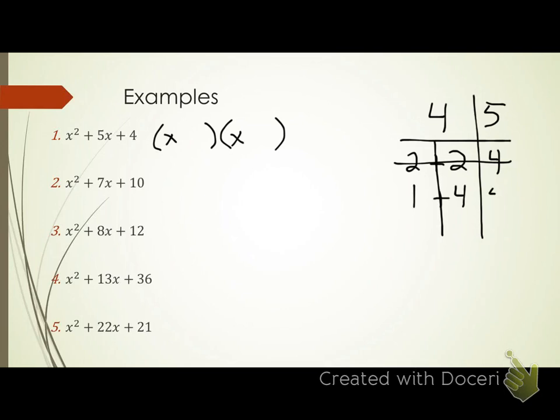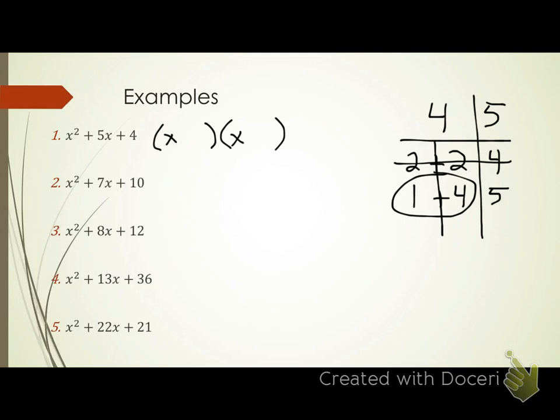What's 1 plus 4? 5. Does 1 and 4 multiply to give me 4, add to give me 5? Yes. Yep, that's the pair I'm looking for. Okay? They meet my two conditions. They multiply to give me 4, add to give me 5. Does that make sense? Okay, that was step 2.